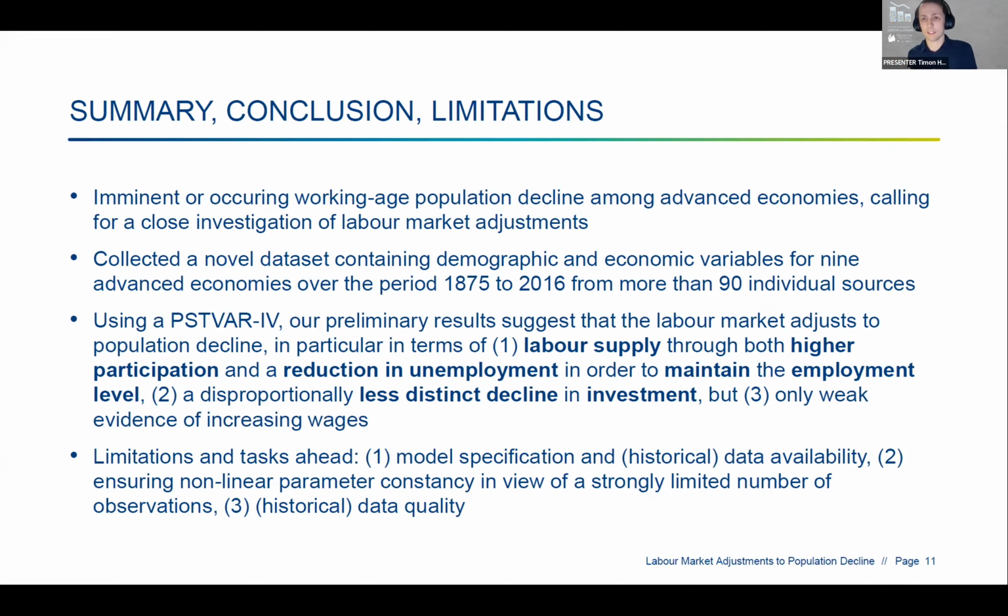First of all is the model specification. I think a crucial further variable to include would be hours to really see what the labor input reaction is. Here we are very constrained by historical data availability. Second is the nonlinear parameter constancy. So are our adjustments back then similar to what they are now? We are really working on that, but again, we're really constrained by a very small number of observations. And the third one is, of course, the historical data quality, which always has to be kept in mind.